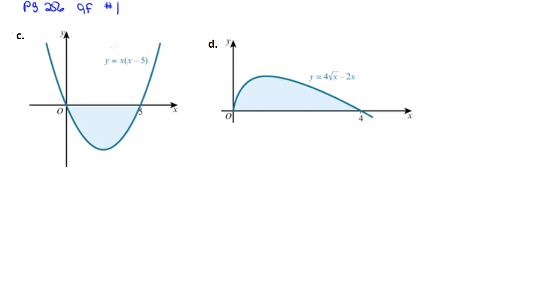All right, page 256. We're finding the area between the curve and the x-axis. So what we're going to do is basically what we were just doing before. We're going to find the integral. We're going to find a function. We're going to plug in the limits. In this first one, the limits will be 5 and 0. That's where the x-intercepts are.